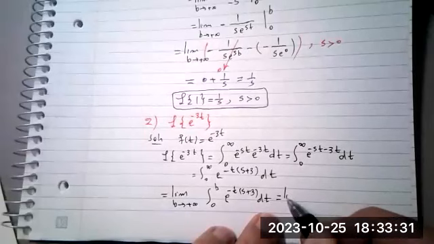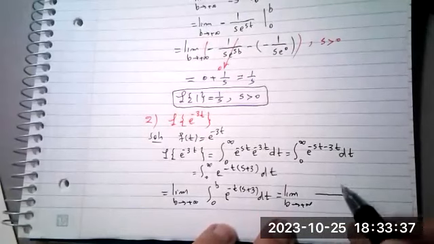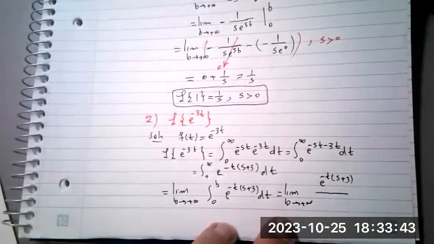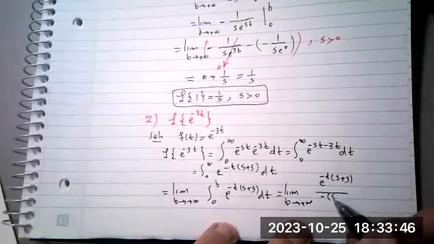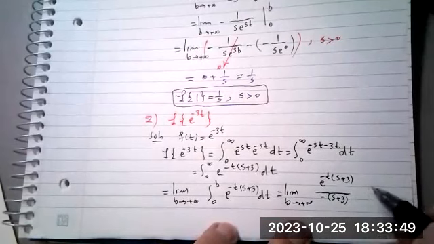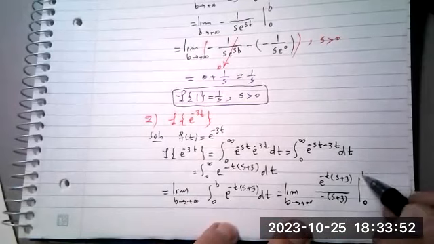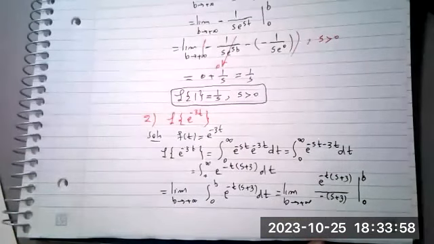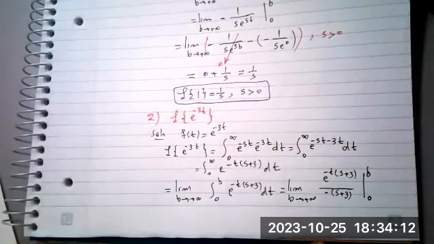So it's going to be equal to the limit as b goes to positive infinity of the exponential function as is, e to the negative t times s plus 3, divided by u prime, negative s plus 3, evaluated from 0 to b. You see, when you differentiate an exponential function, it is the exponential function times u prime, the derivative of the exponent. The derivative of the top is negative s plus 3.